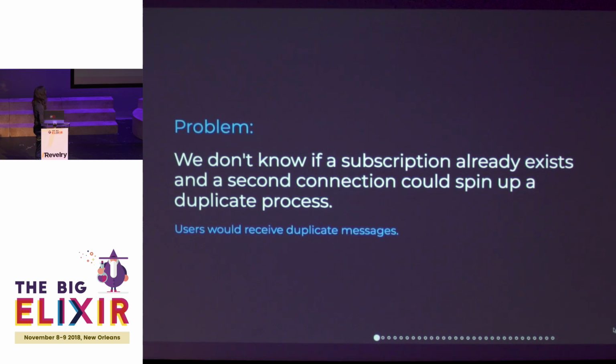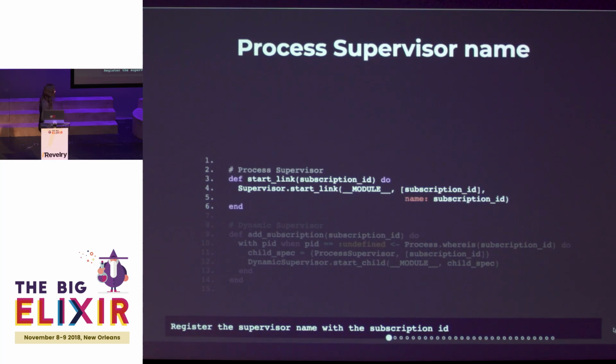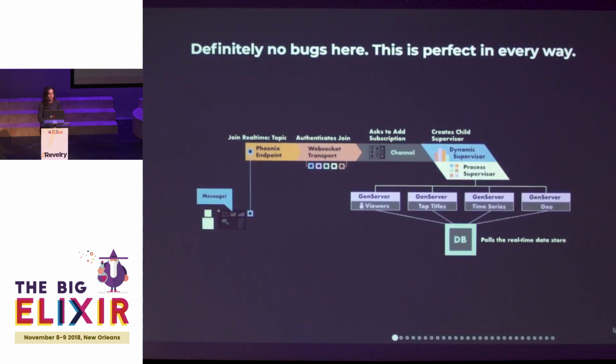So to solve that, all we simply did was take the processes and register them by their subscription names, which we can easily do with our supervisor start link, just providing it a name with a subscription ID. And then in our dynamic supervisor, we just say Process.whereis with the subscription ID. If it returns a PID, we know that it's already been registered. We don't need to spin up another subscription. Cool. Now everything's working, right?